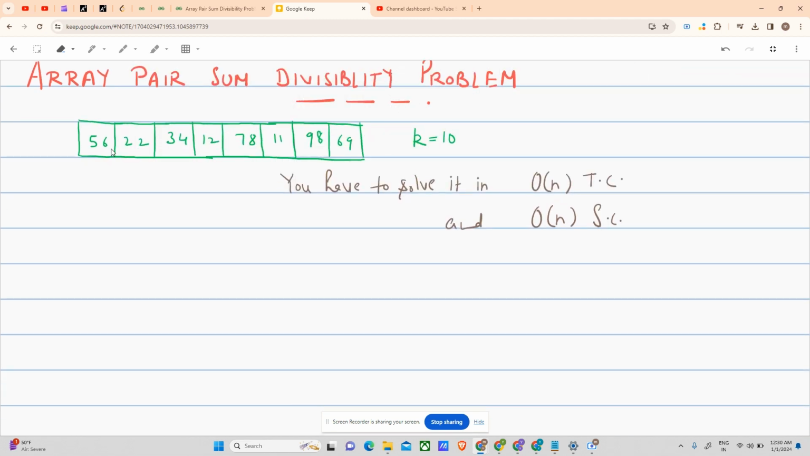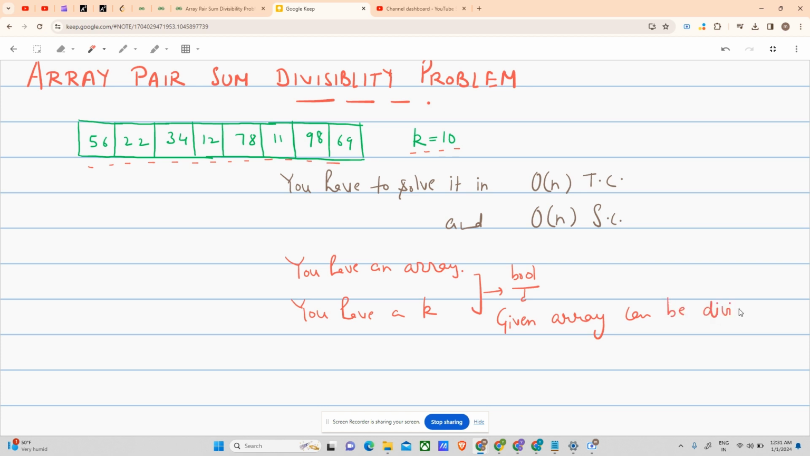Okay. So the problem is you have been given an array mentioned here, and you have a k as it mentioned here. Now you have to return a bool value, true or false, if the given array can be divided into n by 2 pairs, n being the size of the array, such that the sum of each pair is divisible by k. Alright.